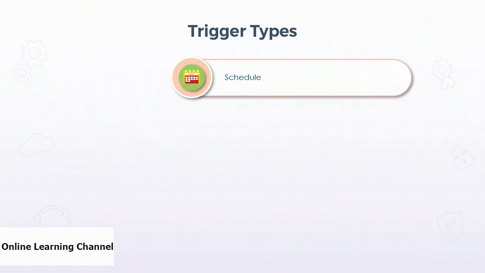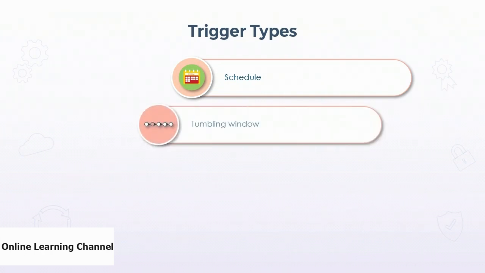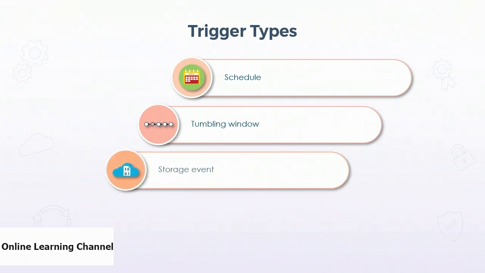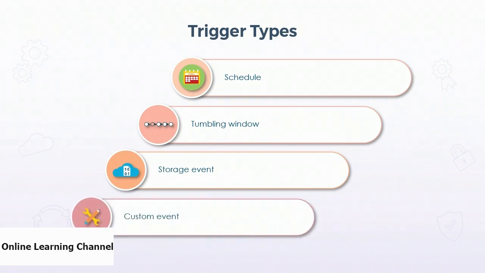Here are the Azure Data Factory trigger types that we're going to look at. Schedule, which allows you to set a calendar type trigger. Tumbling window for more precise time frame triggers. Storage event for triggering based on Blob storage events. And finally, custom event, which allows you to base your trigger on any custom event your services or applications might generate.